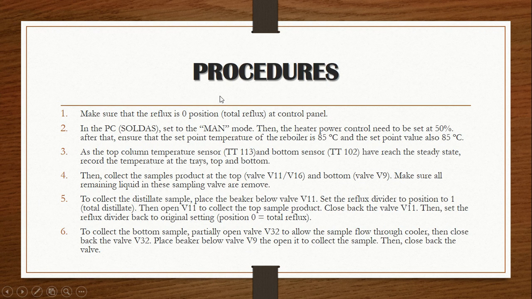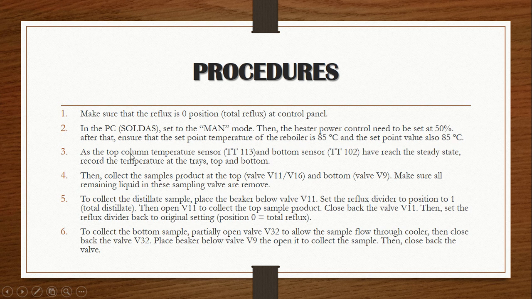So how do we run the experiment? We have to follow the procedures. The first one, you have to make sure that the reflux is at zero position, which is total reflux, at the control panel. Second, in the PC we have to set the mode to manual mode, or we call it man. Then the heater power control needs to be set at 50%. After that, we have to ensure that the set point temperature of the reboiler is at 95 degrees Celsius, and the set point value is also at 95 degrees Celsius.